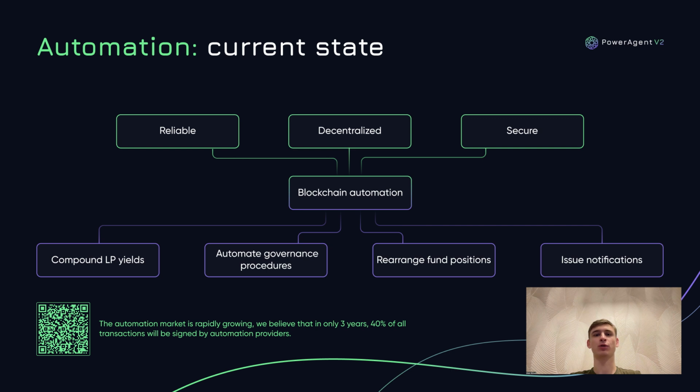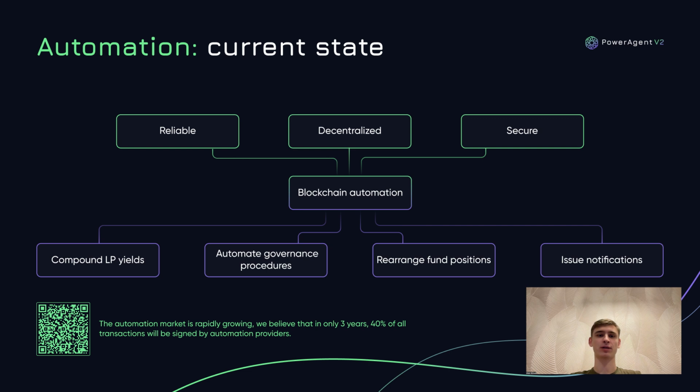However, the current state of automation is centralized, unreliable, and insecure, because protocols run centralized bots and scripts, which obviously provides a single point of failure, and it is not decentralized at all. And that's why we need a reliable solution to automate smart contracts without sacrificing the core blockchain values. And the only way to do it is to use a large-scale, decentralized, and permissionless network consisting of automation agents, keepers. And that is exactly what the Power Agent is.